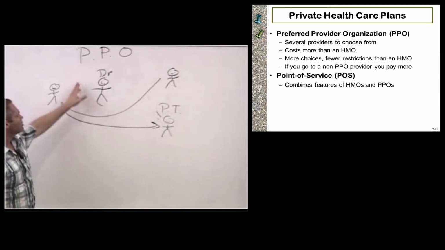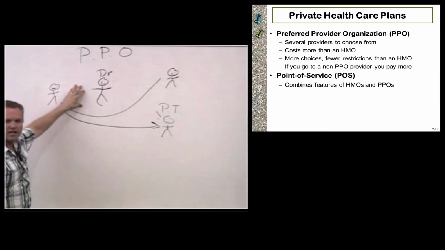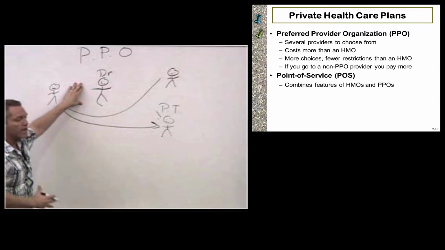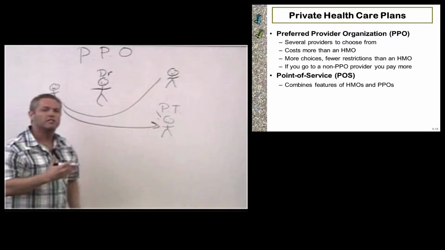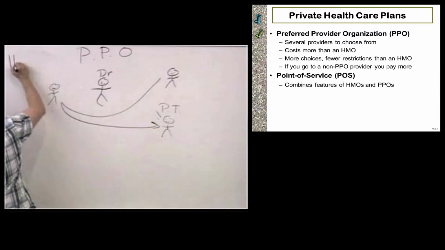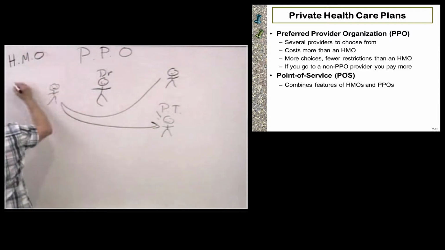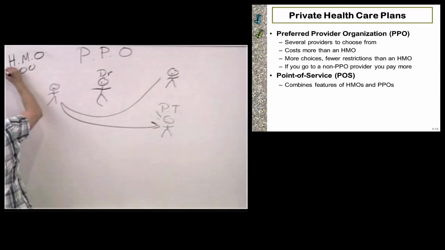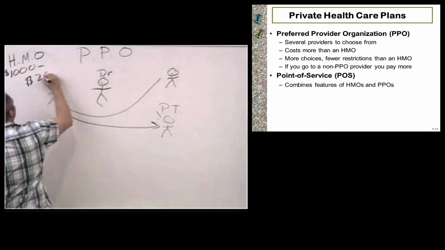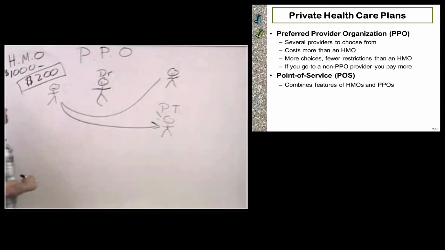Now, you're saying, wow, this PPO system sounds a heck of a lot better than the HMO system. Well, yes, it is, but you're going to pay probably 50 to 60% more. And a lot of times the employers don't want to pick up that additional money. So let's say an HMO costs $1,000 a month, of which you're expected to pay 20%, so your out-of-pocket might be $200 under the HMO system.